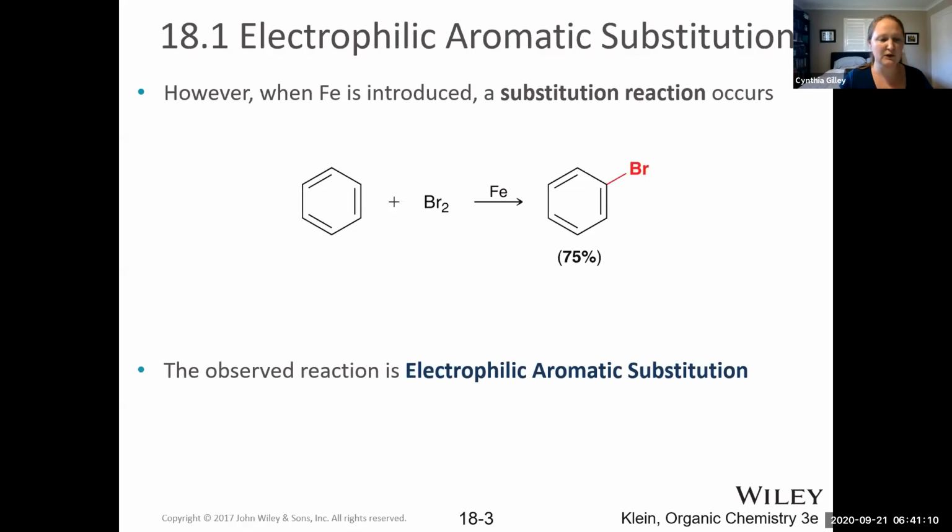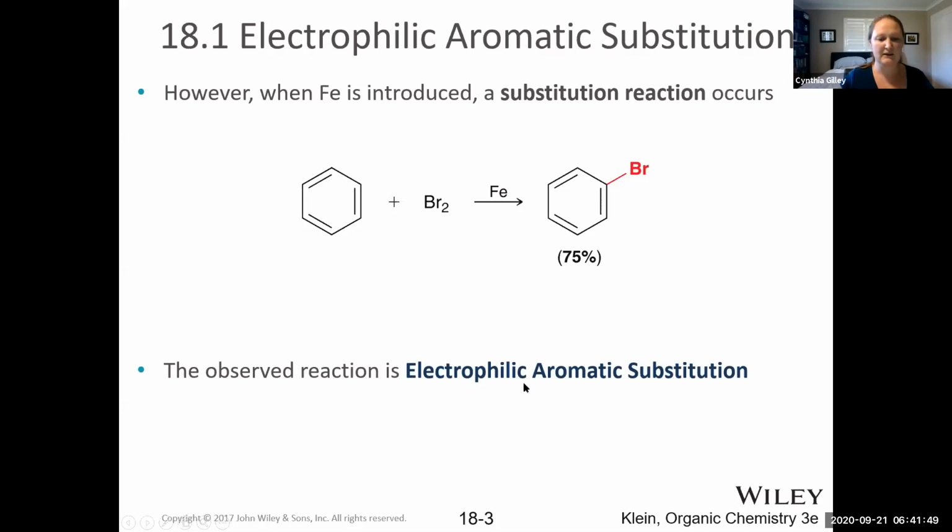However, if you treat benzene in the presence of bromine with a catalyst, such as iron or aluminum, then a reaction does occur. And instead of an addition reaction where we add two bromines to one of the pi bonds and get the anti-addition product, instead we end up with a substitution reaction occurring. So one of the hydrogens attached to the benzene ring is removed or substituted, and instead is placed a bromine on the ring. We call this an electrophilic aromatic substitution.